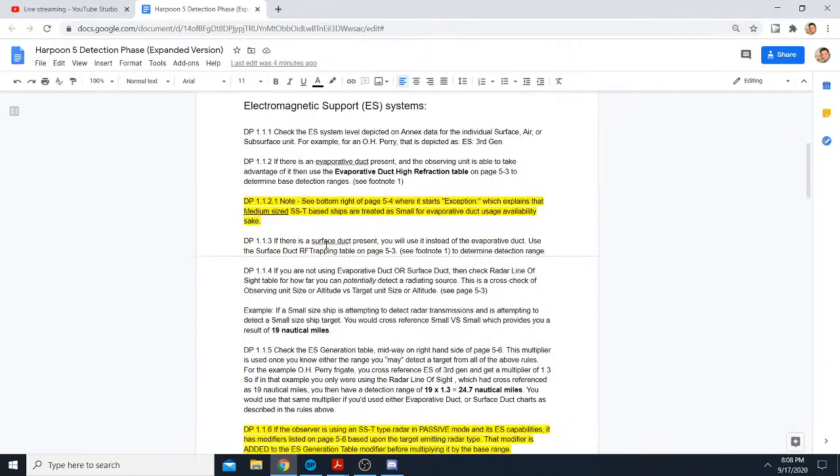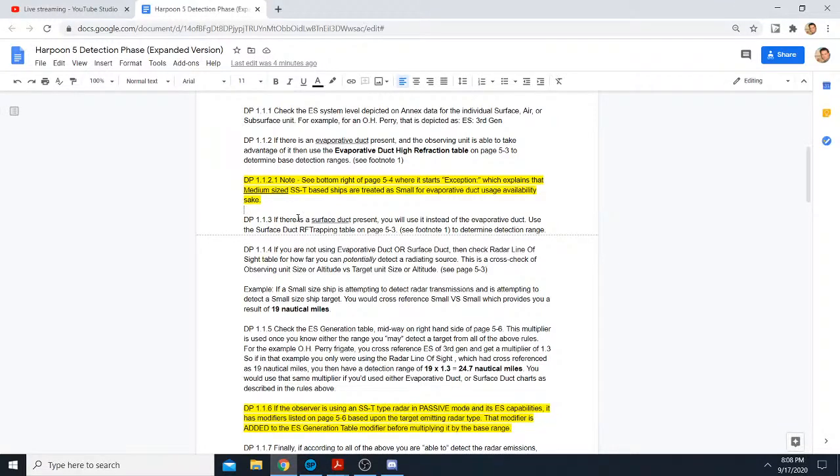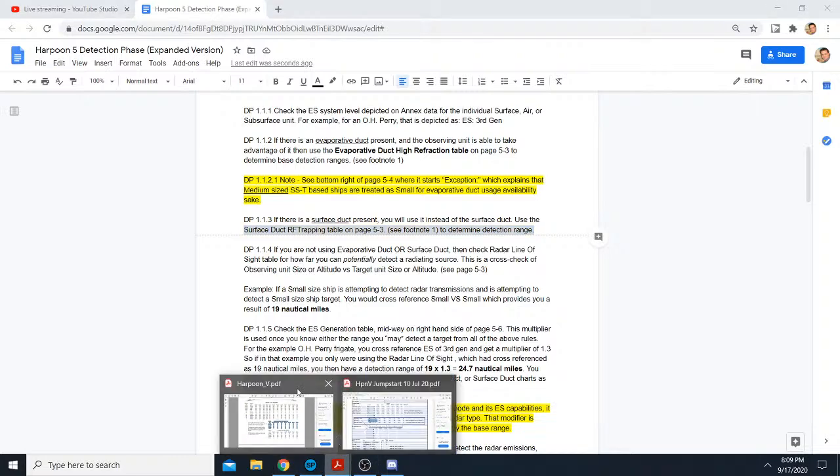All right, so again, we'd gone through the steps 2, 3, 4, whatever. If there was a surface duct present, you would instead, oops, that's incorrect. You would use the surface duct charts, and you'd use the surface duct RF trapping table. It is stronger. The surface duct is stronger than the evaporative duct, if I'm not mistaken, and it would basically supersede the evaporative duct. I believe that's correct. If I'm wrong on that, somebody please correct me. But I believe that if a surface duct is present, it would supersede. Okay, and if you look at the chart, I think you get more of a range.